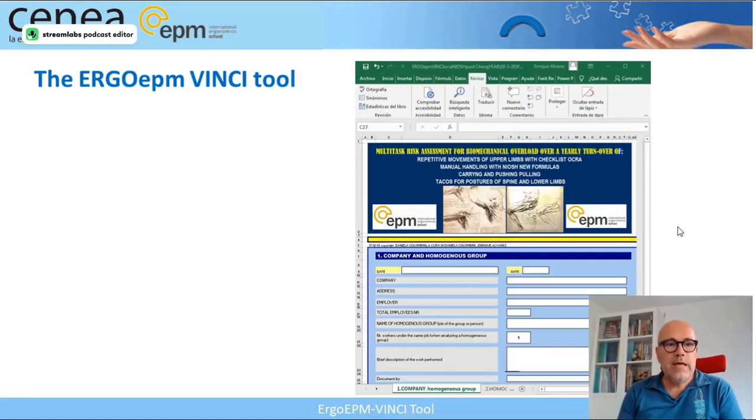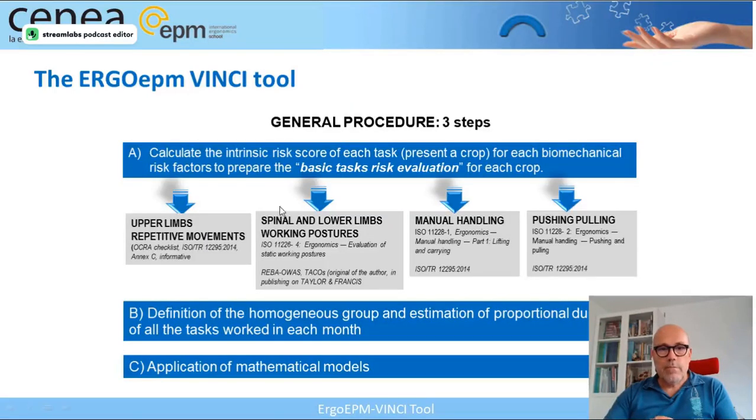The simple tool is called the ErgoPN VINCI tool, a tool developed by the UPM International Ergonomics School. Based on Excel, it will help us to apply this model. It can be freely downloaded from the internet. How does it work? I will explain it briefly. It works in 3 steps and we are going to see each one of them.